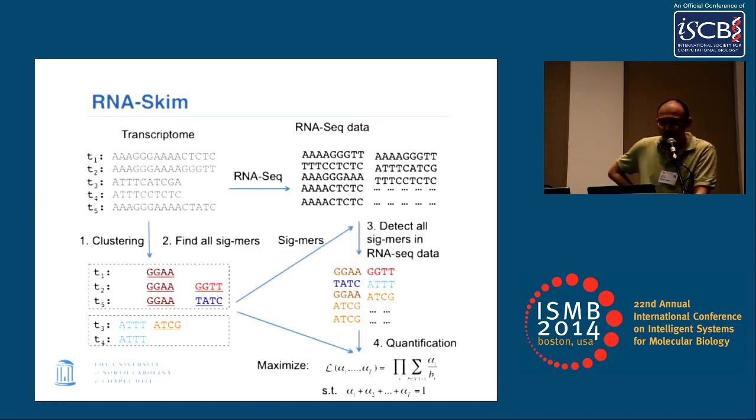So here again, this is the RNA-Skim pipeline. We have the transcriptome and generated RNA-Seq data. First we calculate all the sigmas, and we detect the sigmas in the read data, and we quantify them through some EM approach.